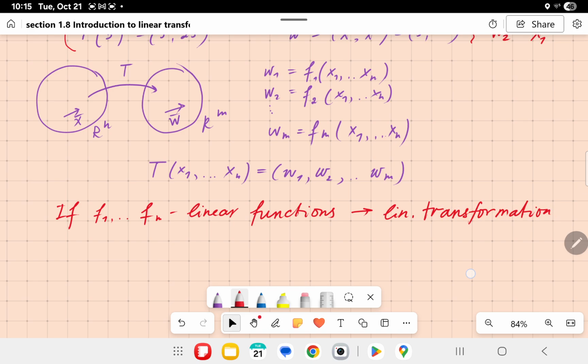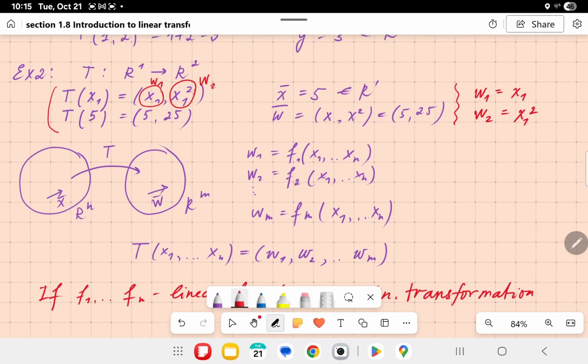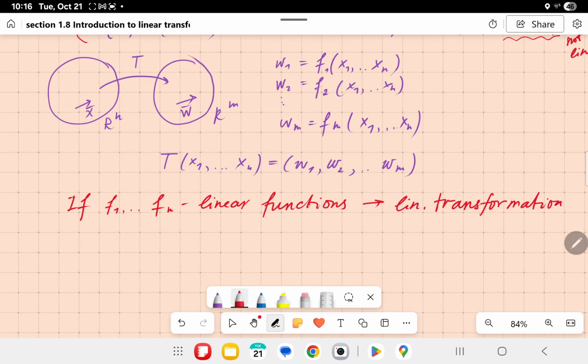What does linear function mean? Well, for example, let's go back to example number 2. This, for example, is not a linear function, x squared, because it's a power of x, right? The first one is linear. So this one is linear, and this one is not linear. We want to deal with linear. Which functions are we going to call linear? I'm going to just literally write them down.